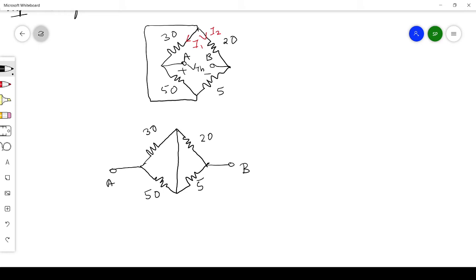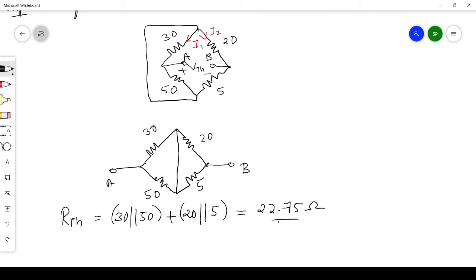Here we can see, when you are finding the Thevenin equivalent resistance, that is when you are looking into the circuit from A and B, this 50 and 30 are in parallel. Also this 20 and 5 are in parallel, and the combination. So RTH is equal to 30 parallel 50 plus 20 parallel 5. When you do the calculation, you will be getting it as 22.75 ohms.